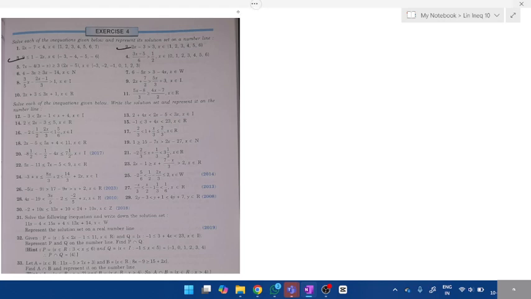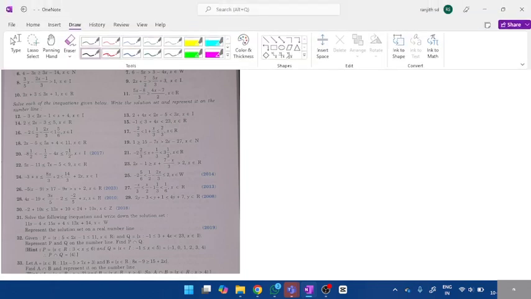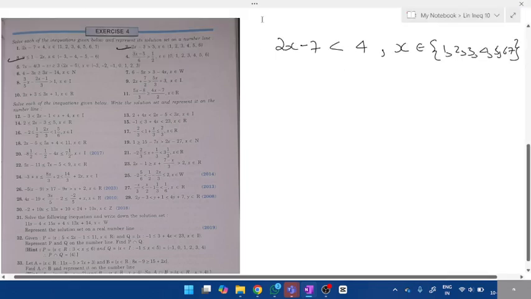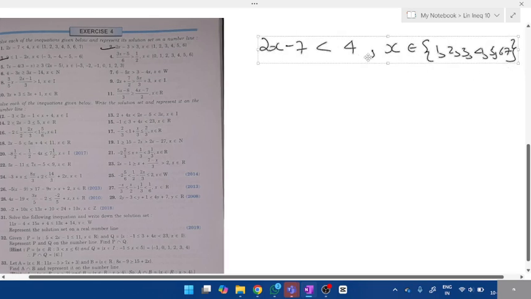Look at the first question. 2x minus 7 is less than 4. And x belongs to, they haven't told us whether it is a natural number, integer, nothing. Instead of that, they have given us the limit. What is the limit they have given? 1, 2, 3, 4, 5, 6, and 7. They haven't told us what type of numbers these are. Instead, what set have they given? What set is this?